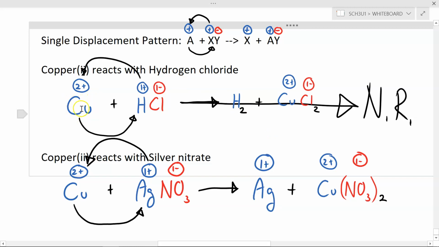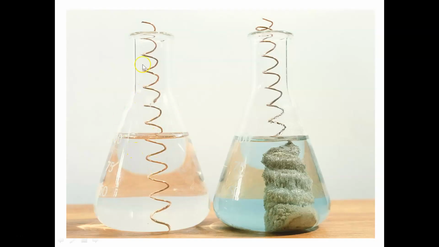Whereas over here, because copper could not bump out the hydrogen, there's no reaction. Copper remains copper, HCl remains as HCl, which is what we see on the left side. The copper is dipped into HCl, and because nothing could happen, there's no reaction. The copper could not bump out the hydrogen. It was not reactive enough. There is no reaction. It just sits there.